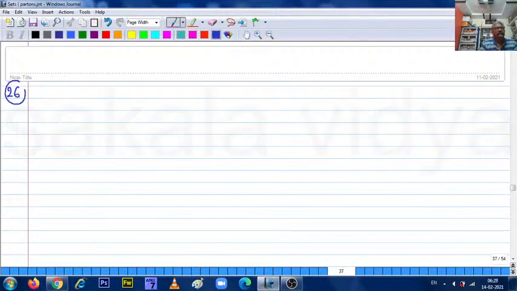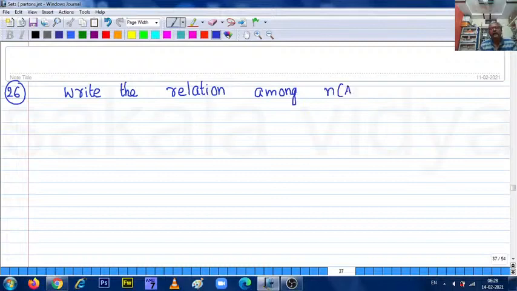26th question. The 26th question now. Write the relation among n of A, n of B, n of A intersection B and n of A union B.